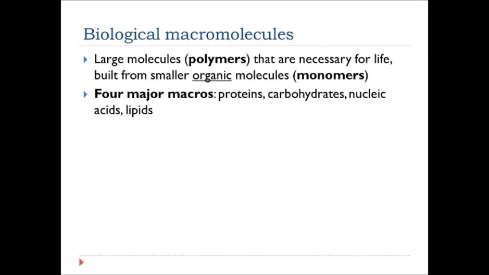Our four major macromolecules are proteins, carbohydrates, nucleic acids, and lipids. Those are our polymers. Amino acids make up proteins, so amino acids are the monomer for proteins. Monosaccharides are the monomers for carbohydrates. Nucleotides are the monomers for nucleic acids, and fatty acids are the monomers for lipids. Those will be extremely important.